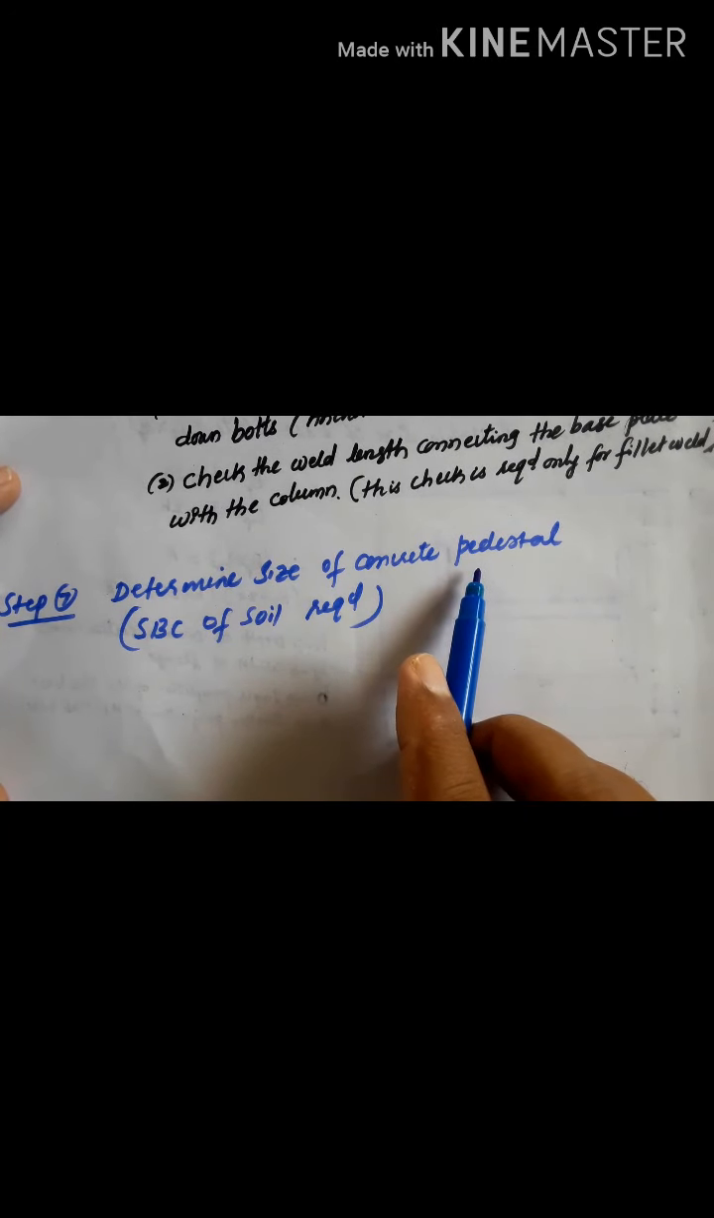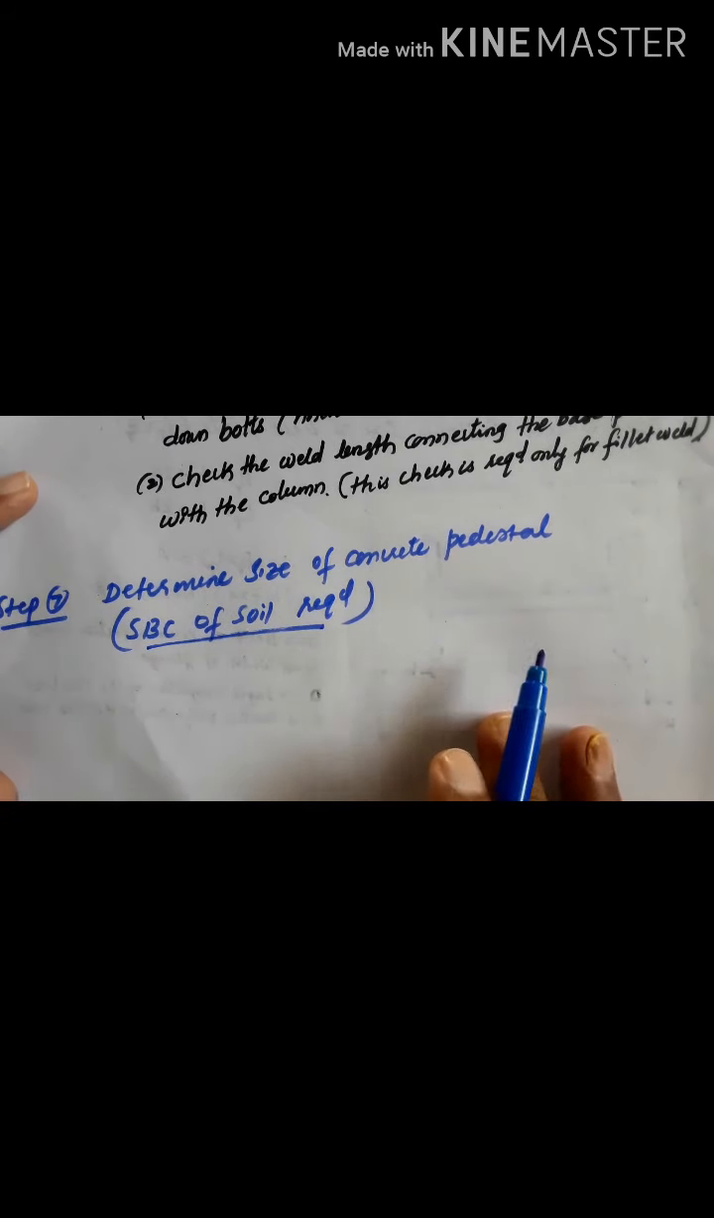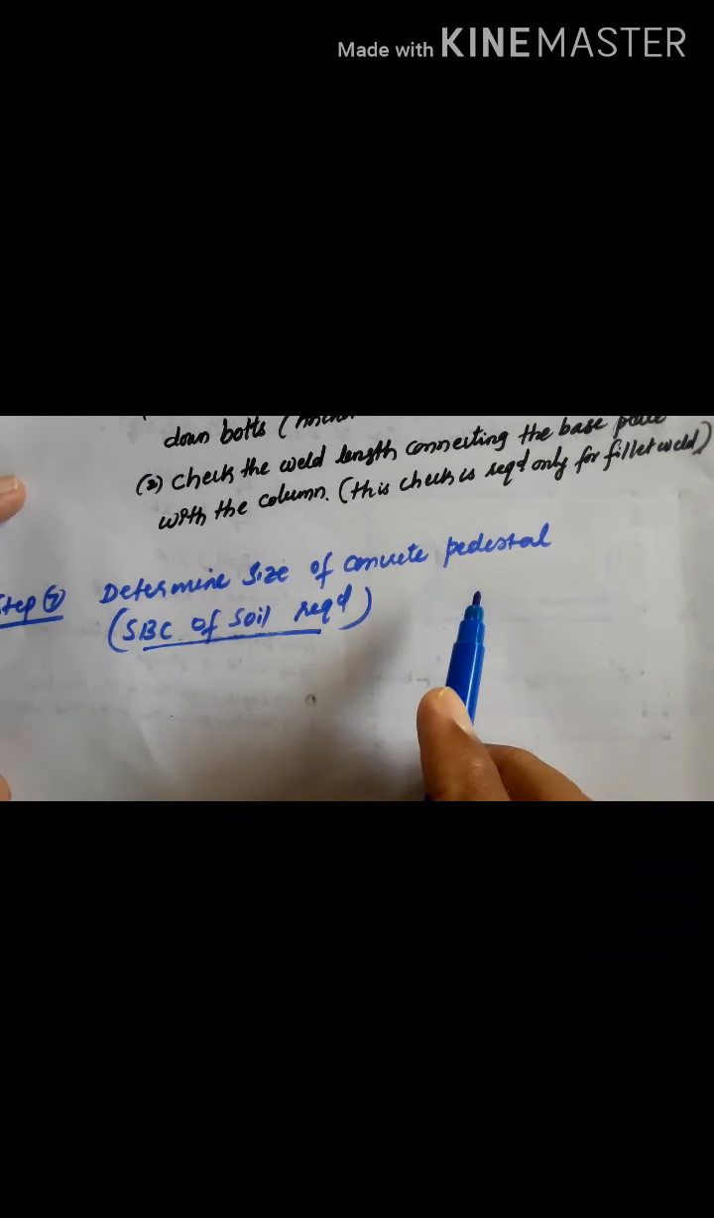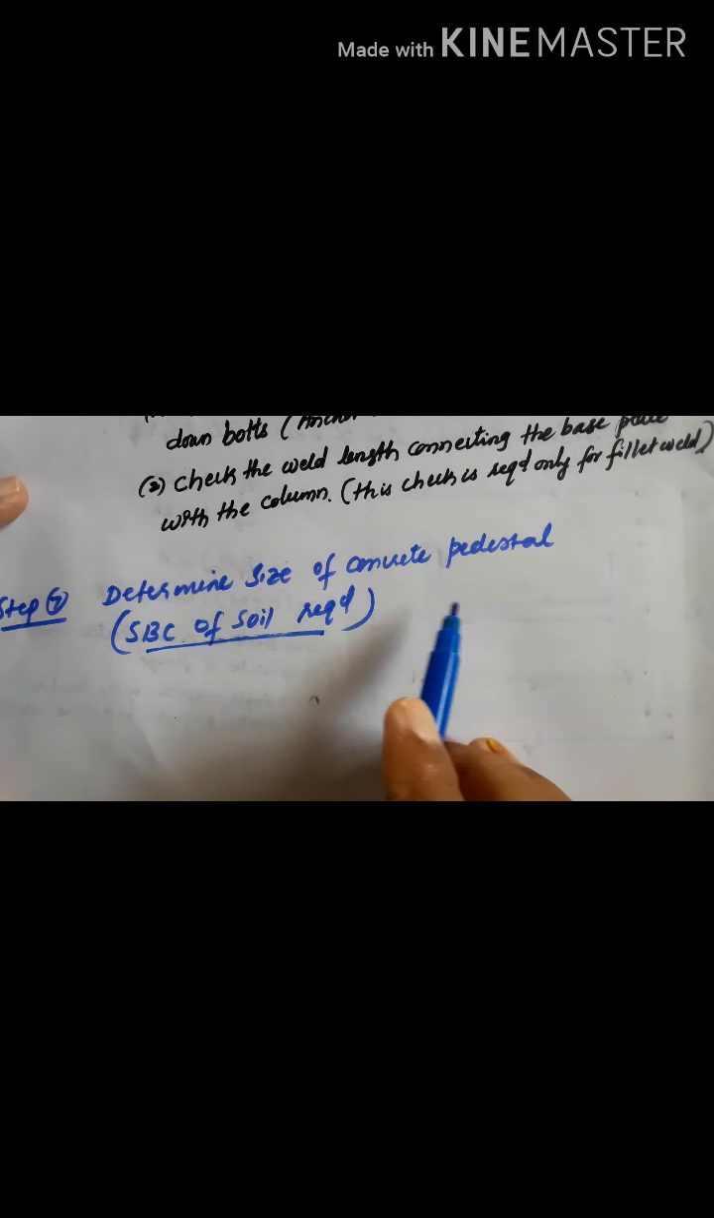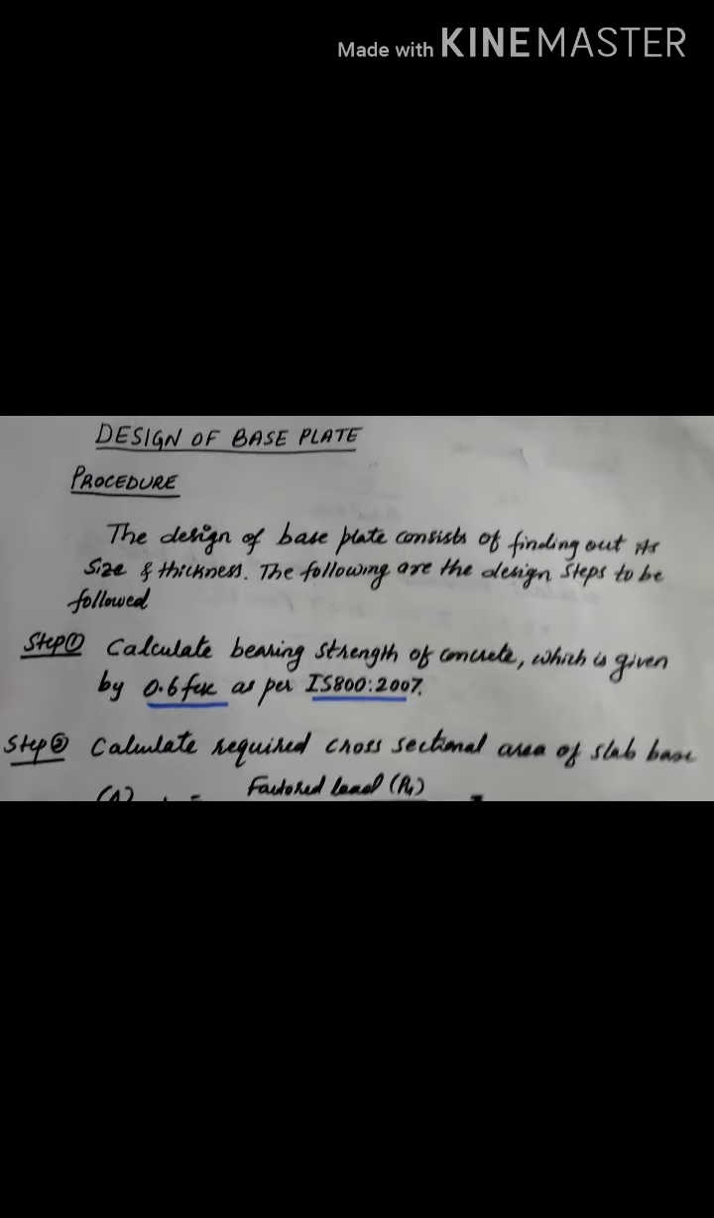Then the last step, determine the size of the concrete pedestal. If the SBC of soil is given, then for that you have to calculate the size of the concrete pedestal required. For calculation of the size of the pedestal, the SBC is a must. You should know the SBC. Otherwise you have to assume the SBC of soil, then calculate the size of the pedestal. So these are the 7 steps you have to remember for the design of simple slab base.